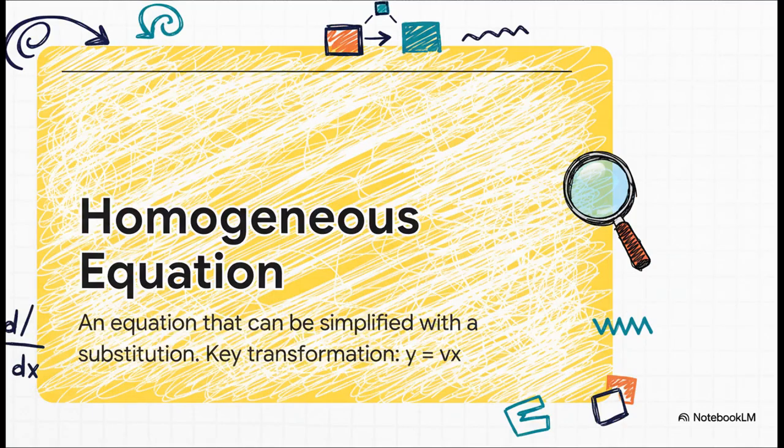All right, our fourth type is the homogeneous equation. Now, these can be a little bit tricky to spot, but the big giveaway is that you can rewrite the whole thing as dy over dx equals some function of the ratio y over x. Think dy over dx equals (x plus y) over x. If you see that, the magic bullet is the substitution y equals v times x. That little trick will transform the whole thing into a separable equation, which you already know how to beat.